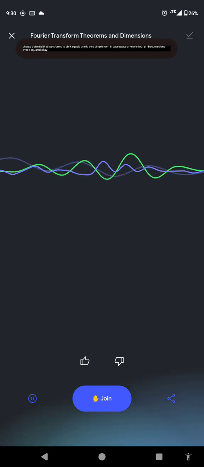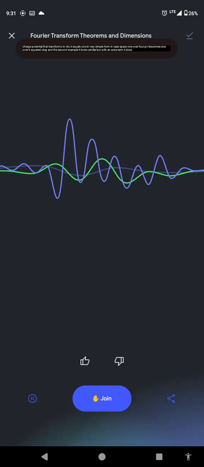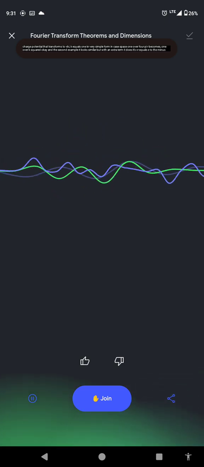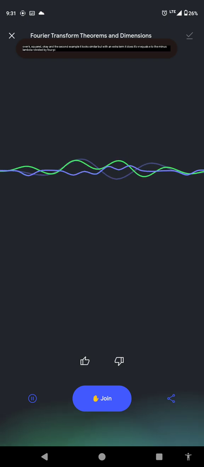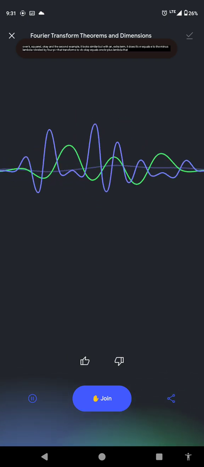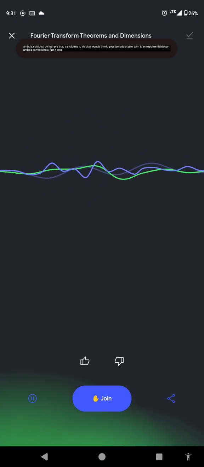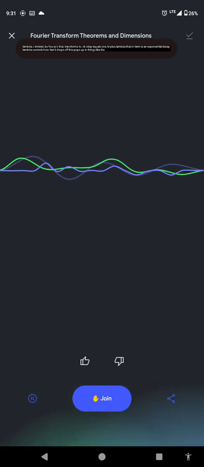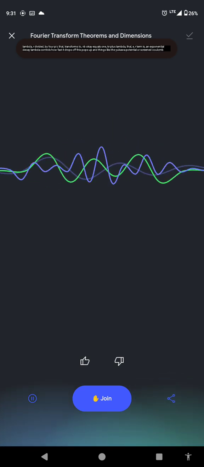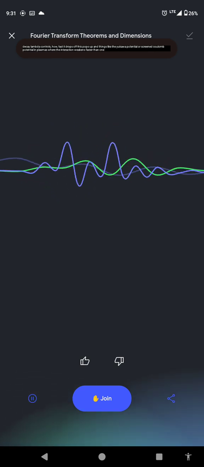And the second example, it looks similar but with an extra term. It does. It's V(r) equals e to the minus lambda r divided by 4πr. That transforms to V tilde of k equals 1 over k squared plus lambda squared. That e to the minus lambda r term is an exponential decay. Lambda controls how fast it drops off. This pops up in things like the Yukawa potential or screened Coulomb potential in plasmas, where the interaction weakens faster than 1/r. Okay, those are useful pairs to know.